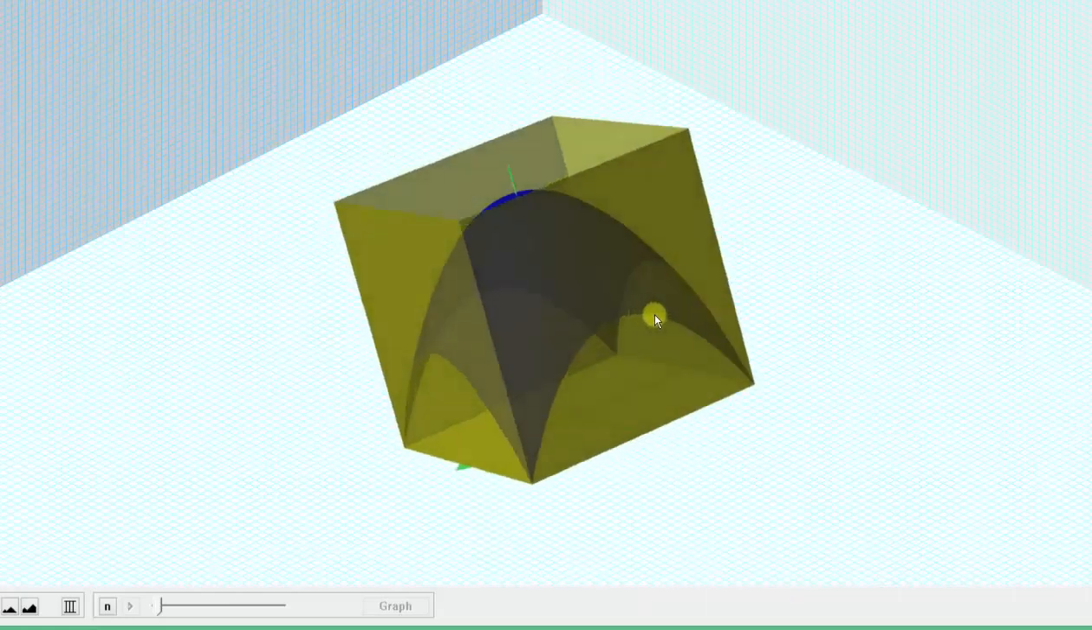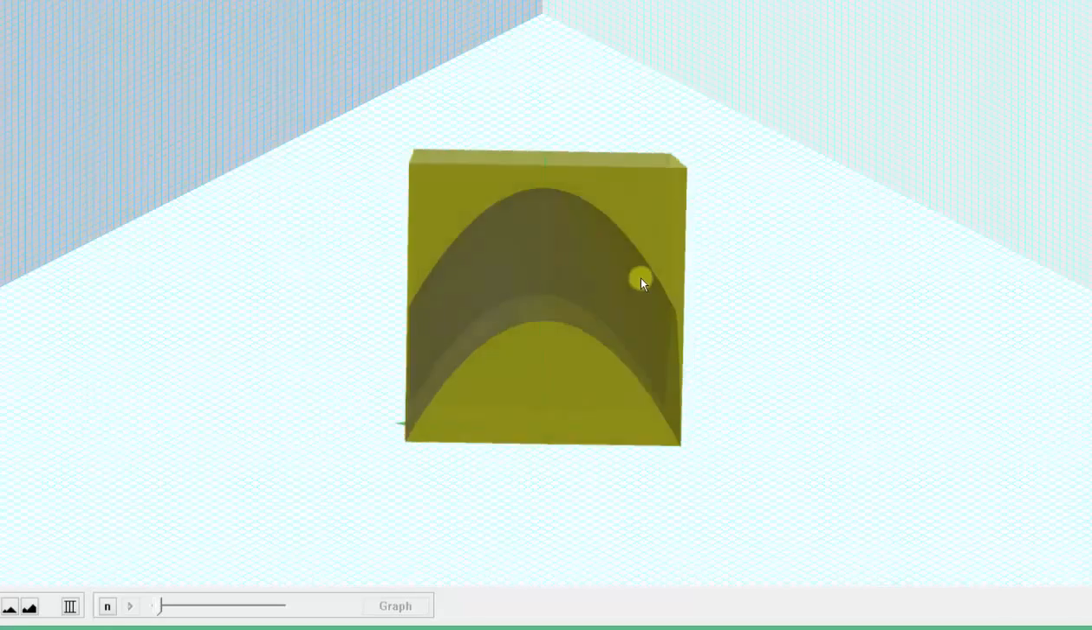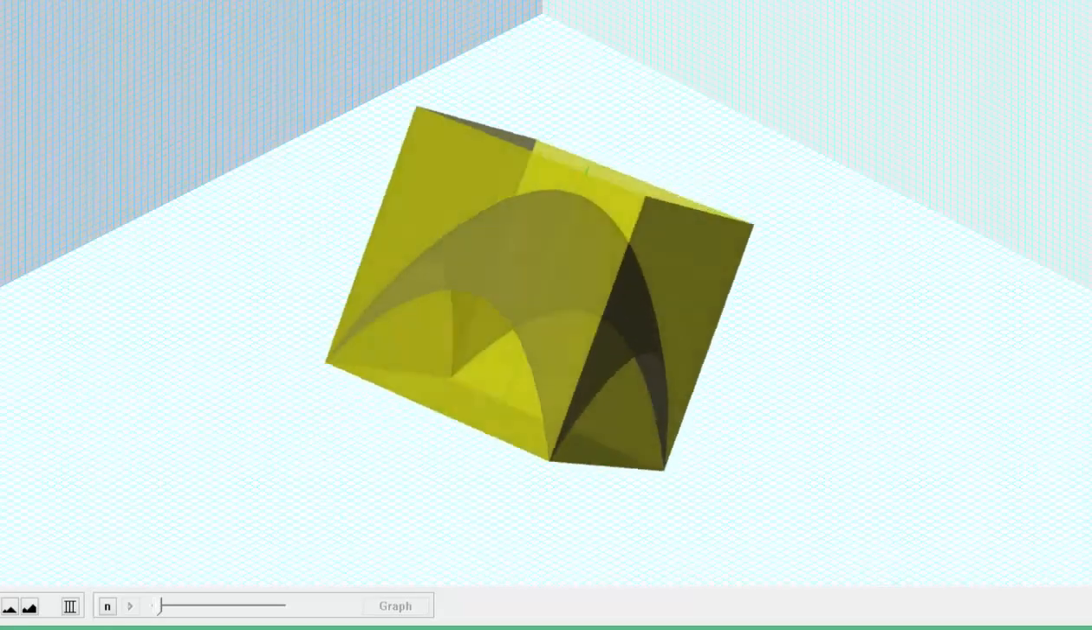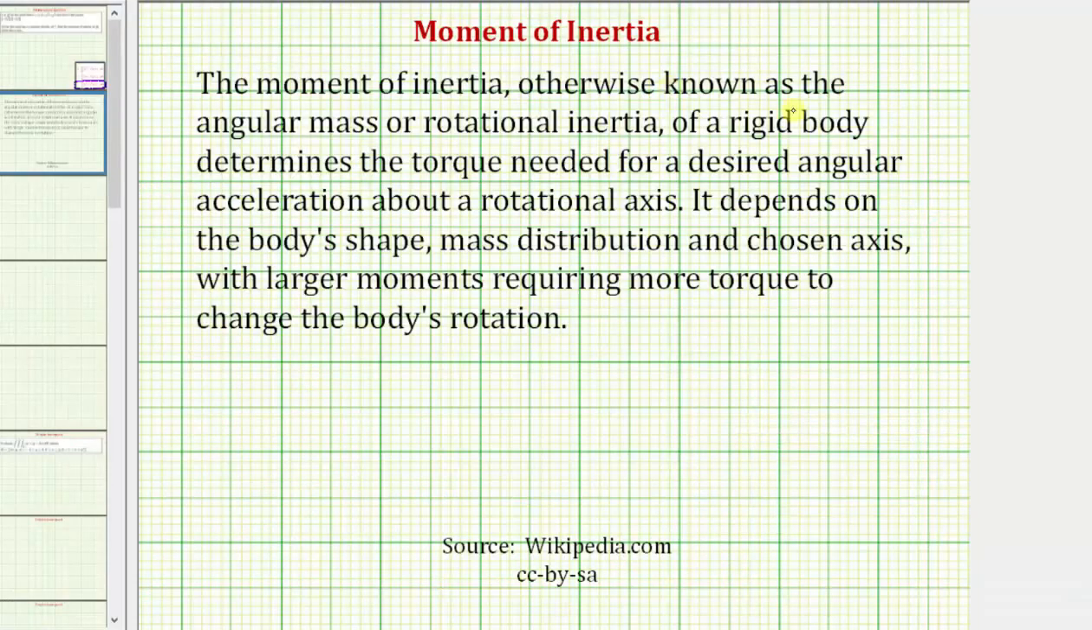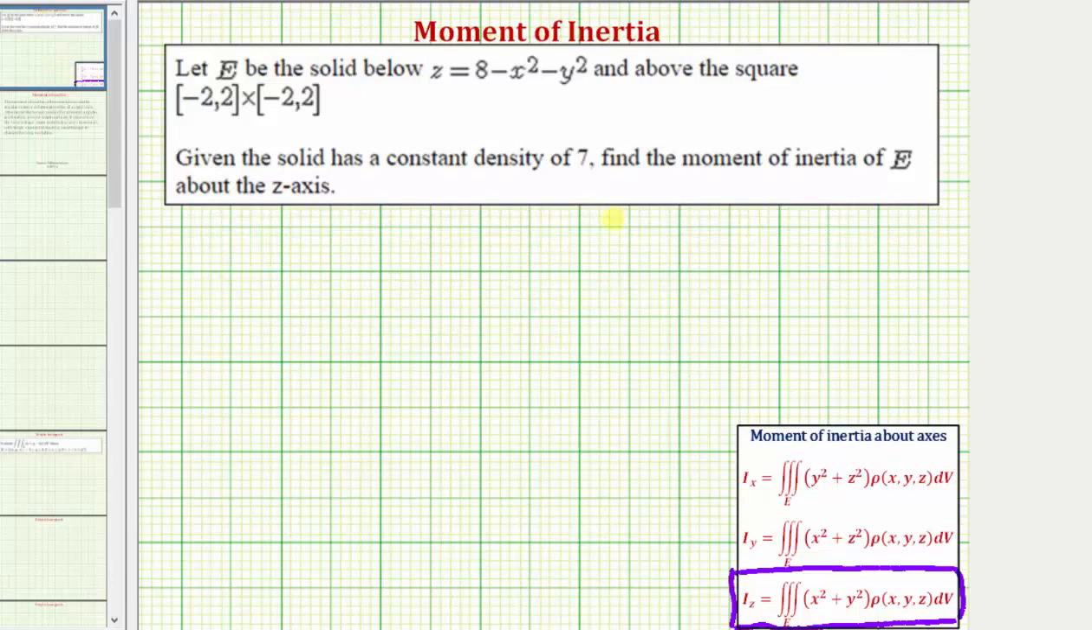Before we find the moment of inertia about the z-axis though, let's review what the moment of inertia means. The moment of inertia, otherwise known as the angular mass or rotational inertia, of a rigid body determines the torque needed for a desired angular acceleration about a rotational axis. It depends on the body's shape, mass distribution, and chosen axis, with larger moments requiring more torque to change the body's rotation. So again, here we're asked to find the moment of inertia about the z-axis.